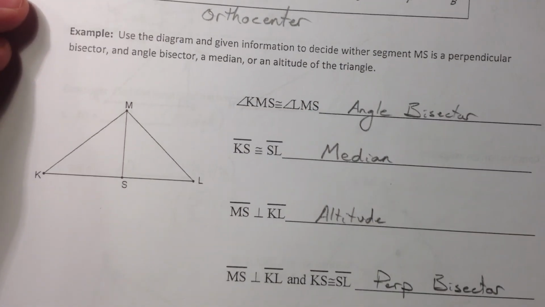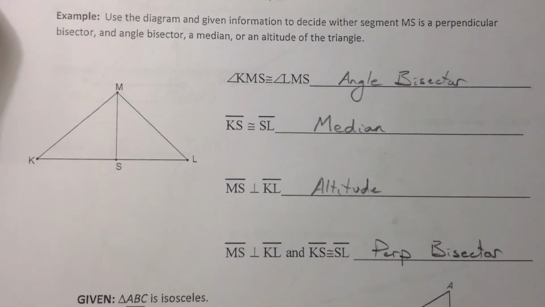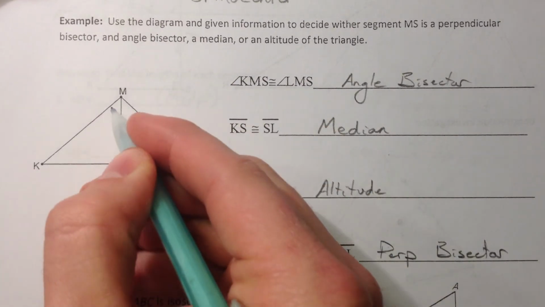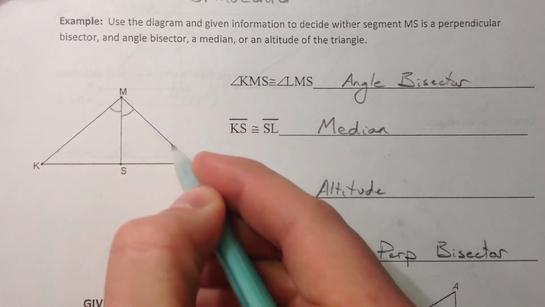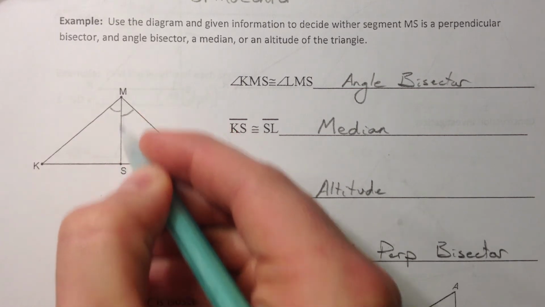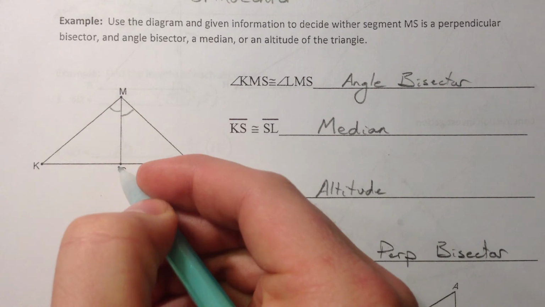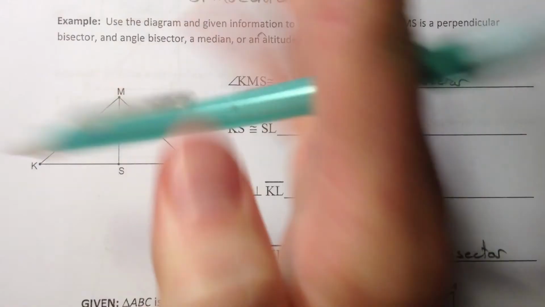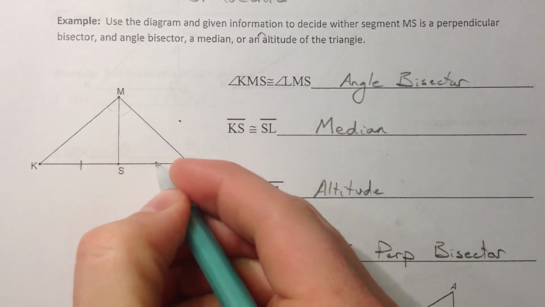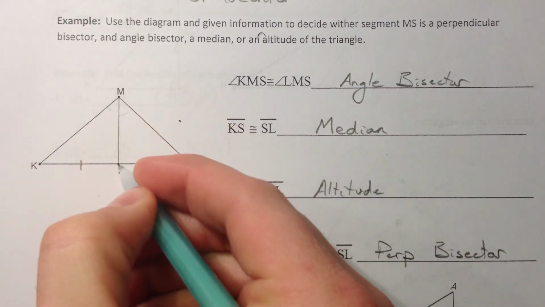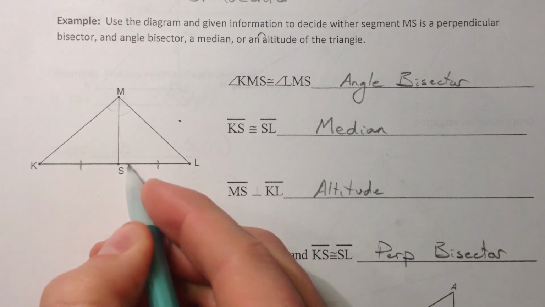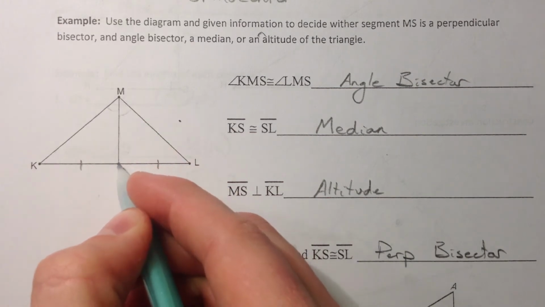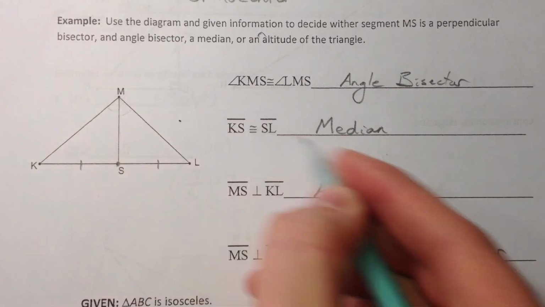Now, trying to remember all of these and when we know what we have. And so, if we have angle KMS congruent to angle LMS, that must be that this is an angle bisector. If we know that KS is congruent to SL, well then we know that this is bisecting it, but it's not necessarily perpendicular, so I don't know it's a perpendicular bisector, so this is the midpoint to the vertex, that's called the median.